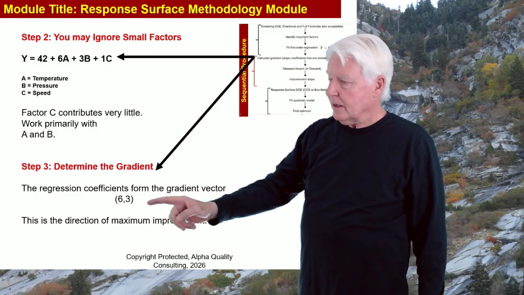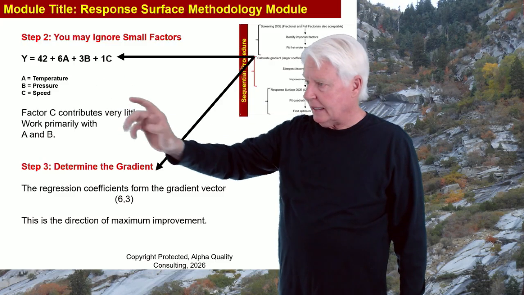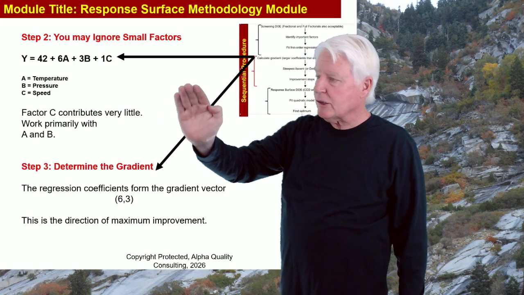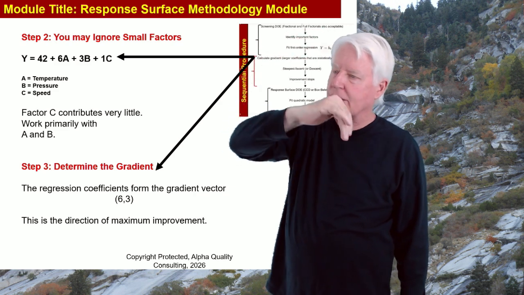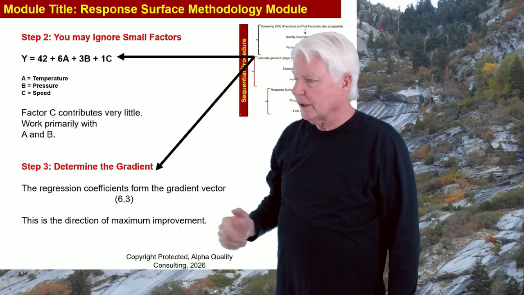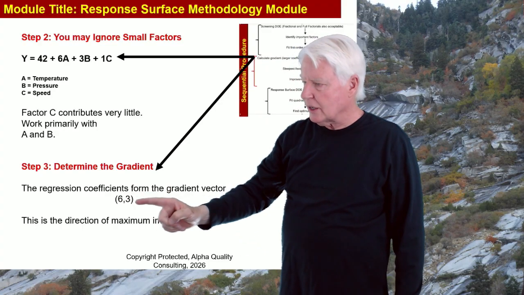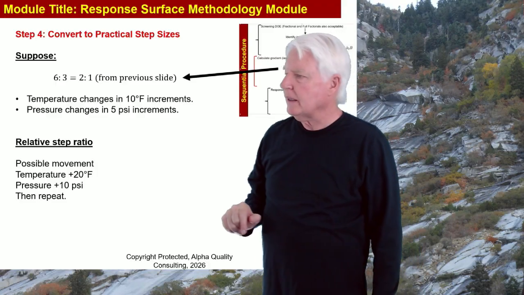Okay. So we're going to go up here, and we're just going to increase A and B incrementally and say, oh, it's giving us more yield, it's giving us more yield, it's giving us more yield. Oh no, now it's going down. Okay, the peak is right there. That's what we're looking for. But we're going to go in this direction at that magnitude. This is the direction of maximum improvement.